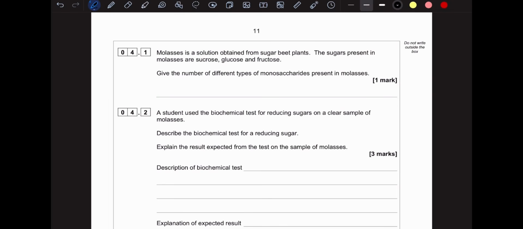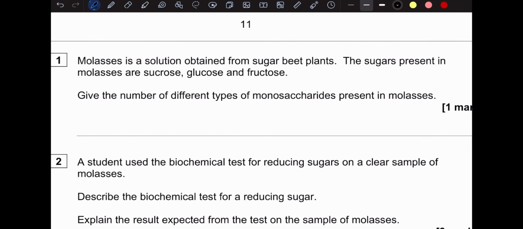Molasses is a solution obtained from sugar beet plants. The sugars present in molasses are sucrose, glucose, and fructose. Give the number of different types of monosaccharides present in molasses. Wow, very interesting. Okay, molasses is what's in brown sugar, right? Brown sugar is just white sugar with molasses, if that helps you remember what molasses is. But essentially it wants you to identify that glucose and fructose are our monosaccharides, and sucrose is our disaccharide.